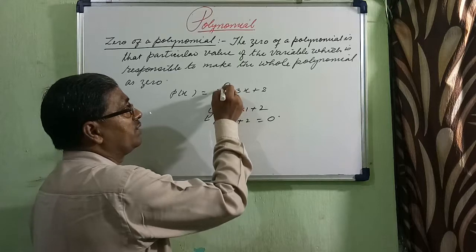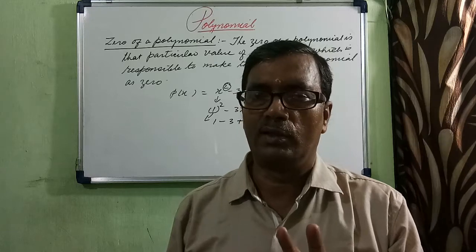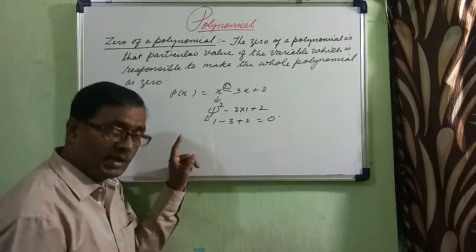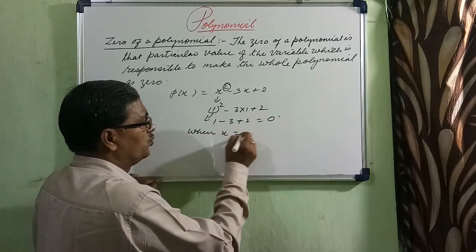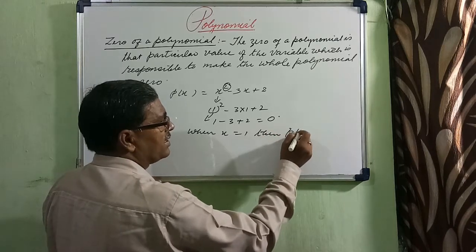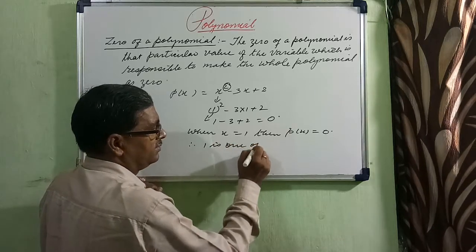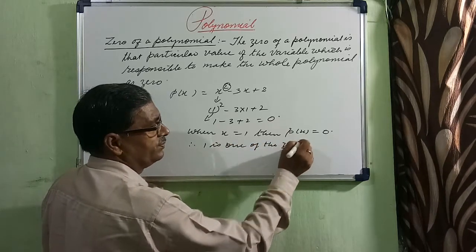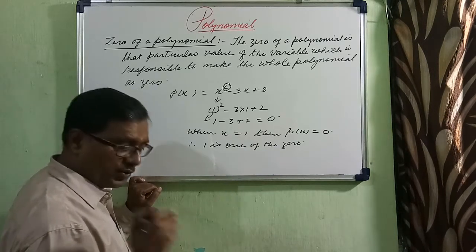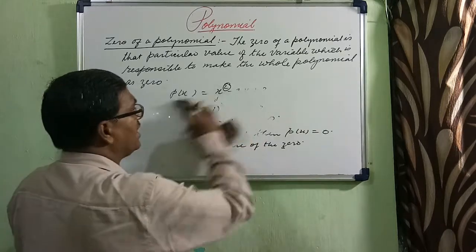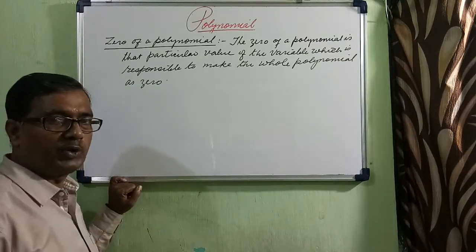Mind it, it is a 2-degree polynomial. I should always expect 2 zeros for this polynomial. So I have just made a trial and one of the zeros I got. What is that? When x is equal to 1, p(x) is 0. So therefore 1 is one of the zeros. To find out the other zero, I am going to give you the method. So that is why you should understand what are the different methods of finding out the zero of the polynomial.